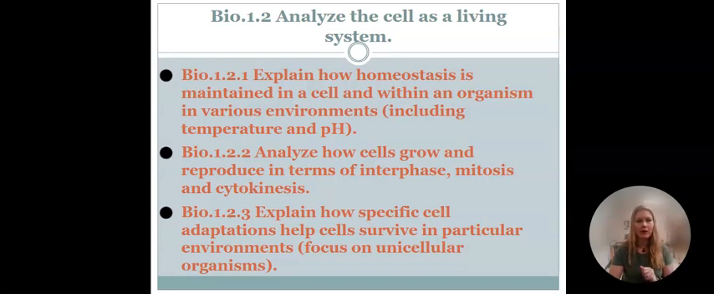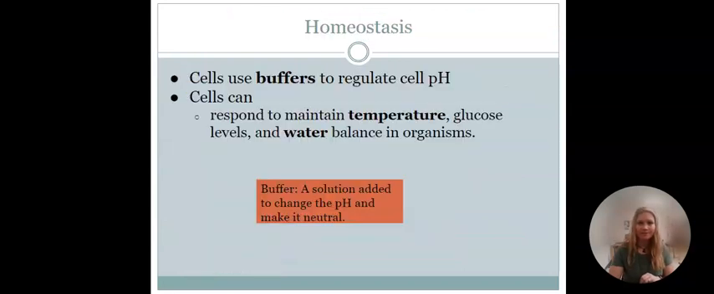So this is the last part of goal 1. We're going to take a look at these last 3 standards, talking about homeostasis, cell growth, and also cell adaptations. So if you recall, homeostasis is where you are maintaining a stable internal environment. And the way cells are able to do this is through the use of buffers. So a buffer is really any type of solution that can regulate pH. So I could add a buffer to an environment and make it more neutral.